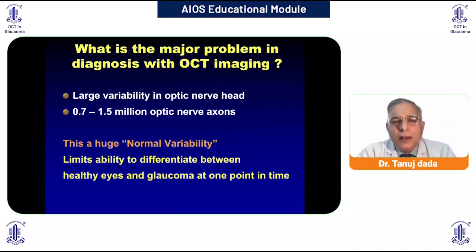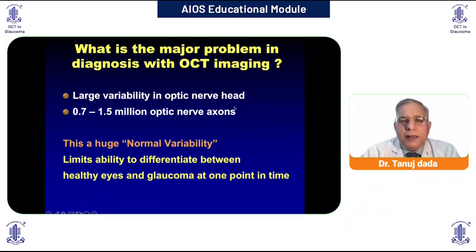So here I want to point out a major limitation of all imaging technologies of the optic nerve and retinal nerve fiber layer, including the OCT. There is a huge variability of the shape of the optic nerve head, and the number of axons may vary from 0.7 to 1.5 million. Because of this huge variability, it is very difficult at one point of time to differentiate healthy eyes from glaucoma because the normative database is limited and there is a huge variability.